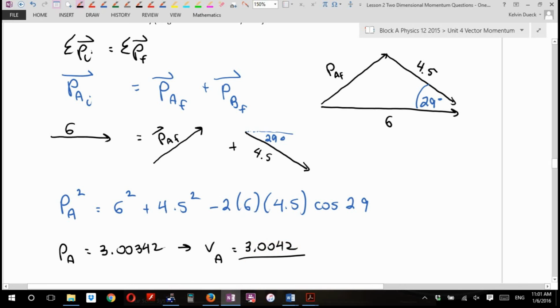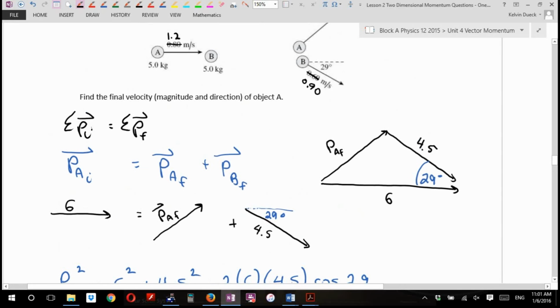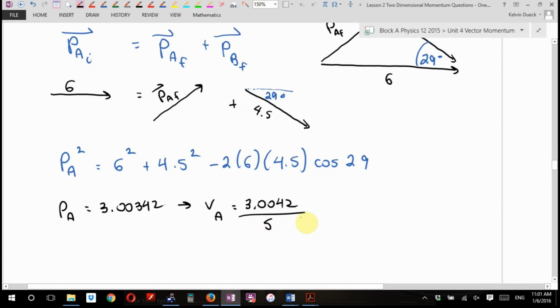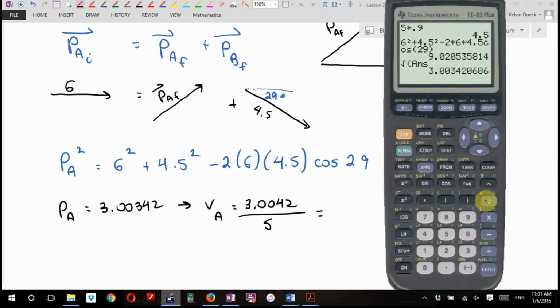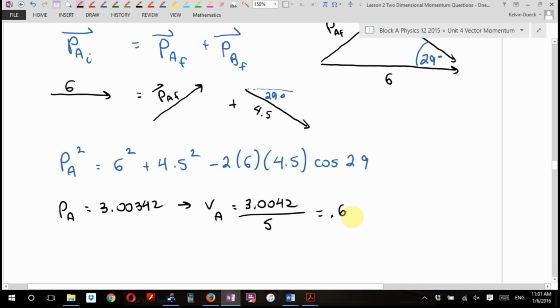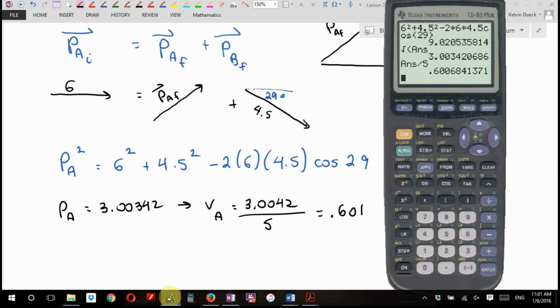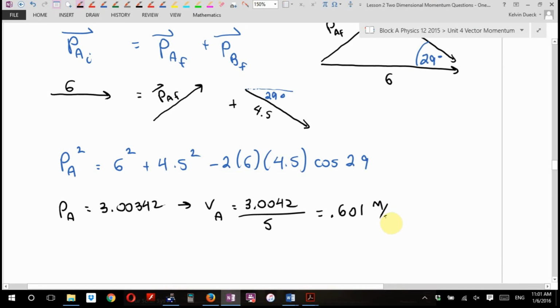So if I want to find the velocity of object A, it's going to be 3.0042 divided by, what the heck was the mass of object A? 5.601. Sorry, 0.601. I said that totally wrong. 0.601 meters per second, except, that's not a velocity. That's a speed.